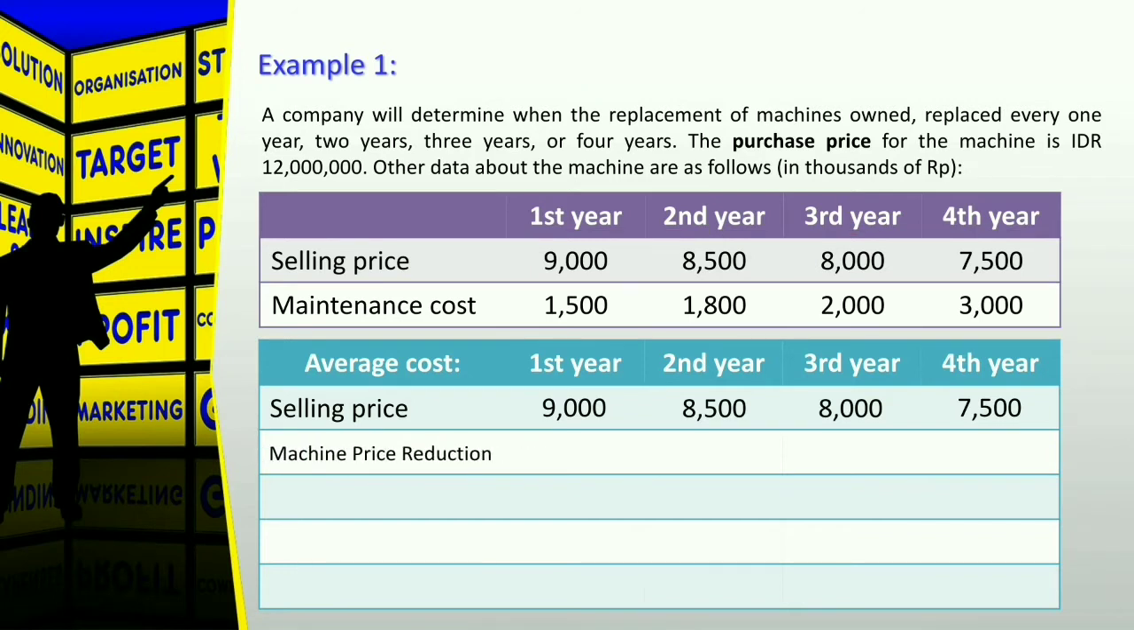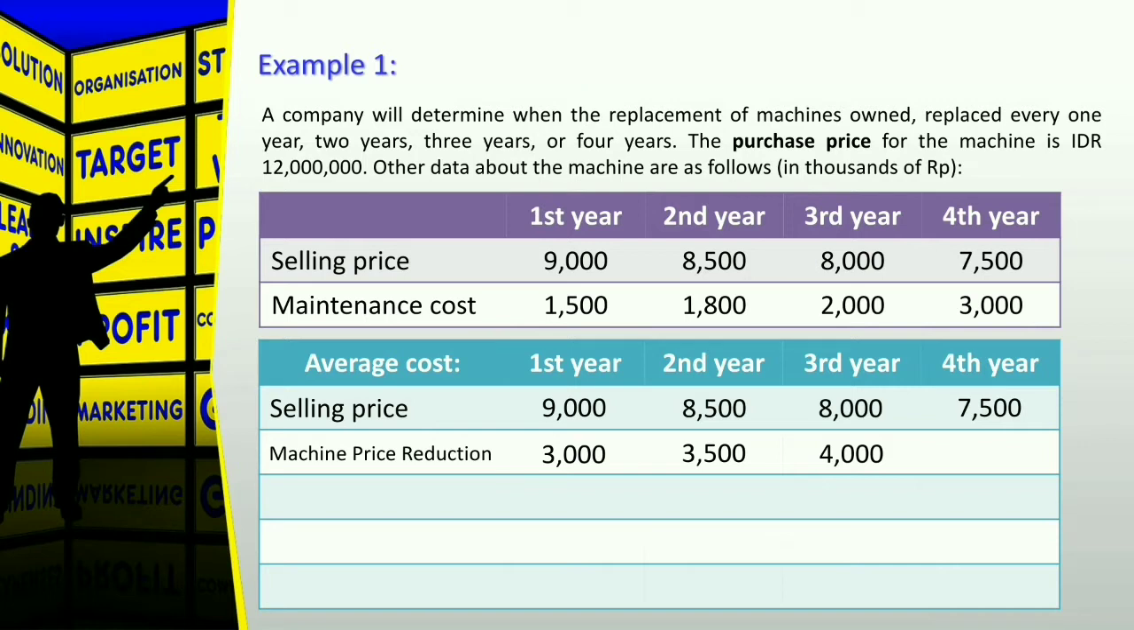Next, machine price reduction. Machine price reduction for the first year is 3,000. The value of 3,000 is obtained from the purchase price minus the selling price of the first year. For the second year it is 3,500. The value of 3,500 is obtained from the selling price first year minus selling price second year plus machine price reduction first year. And for the third year it is 4,000 rupiah.